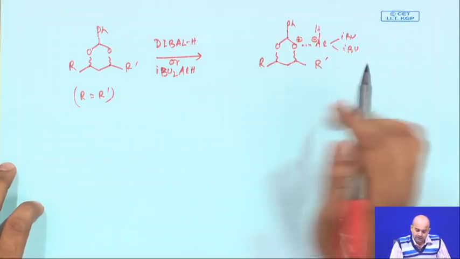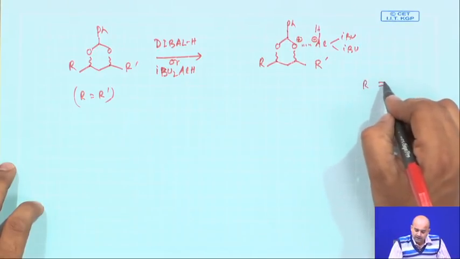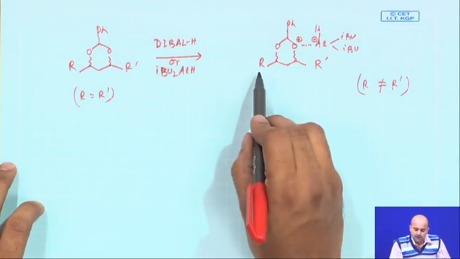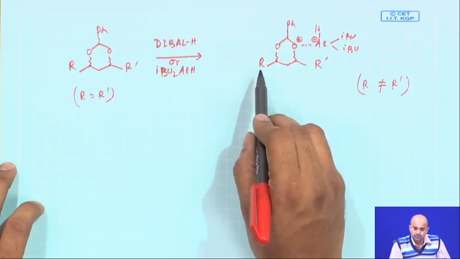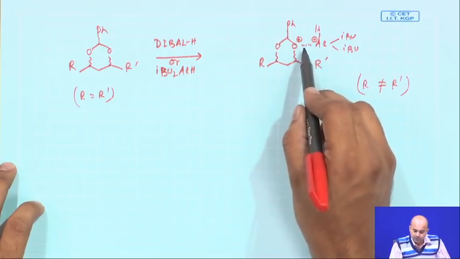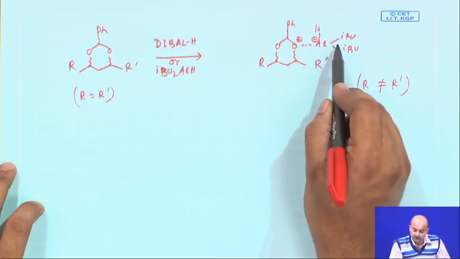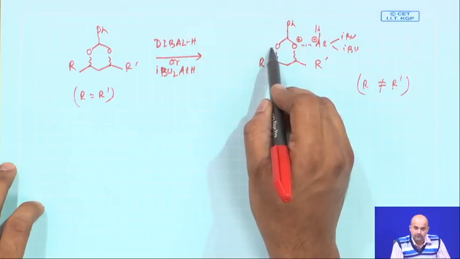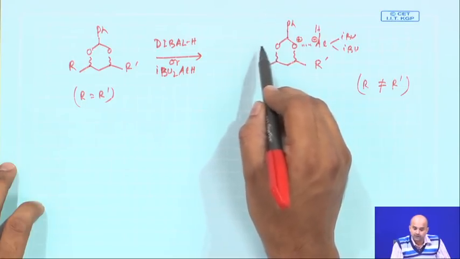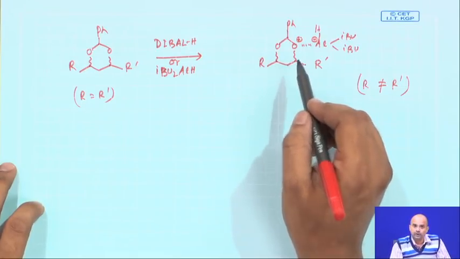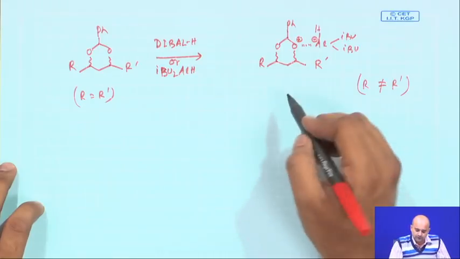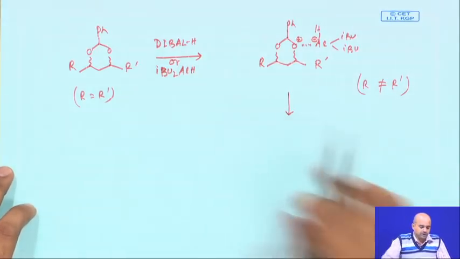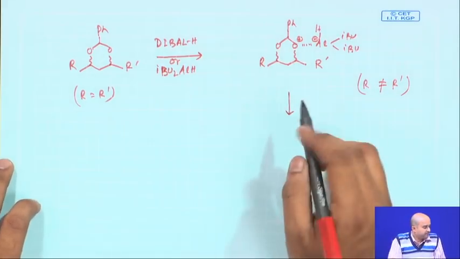Sometimes it happens that R and R prime are not equal, or there is a huge steric difference. If R is pretty bulky, then your initial coordination will take place on this side. If R prime is pretty bulky, then initial coordination will take place on this side. We will have some examples when we talk about a non-symmetrical acetal, how they are treated with DIBAL and what exactly happens.